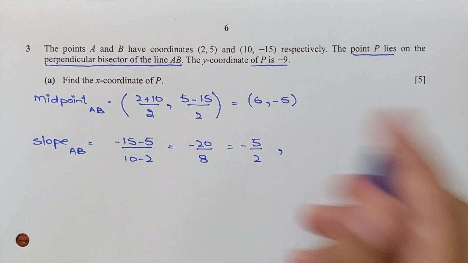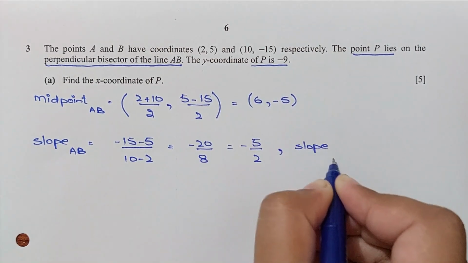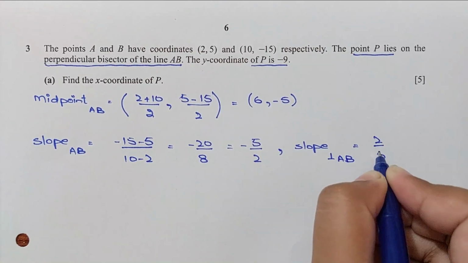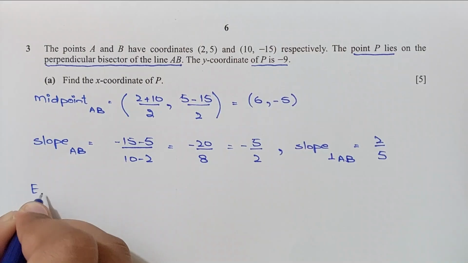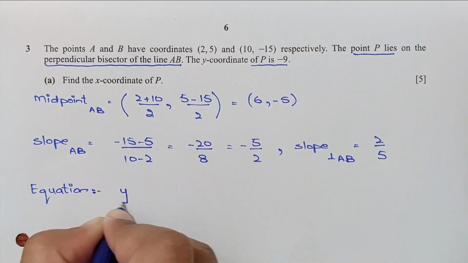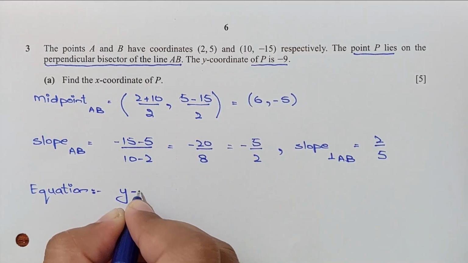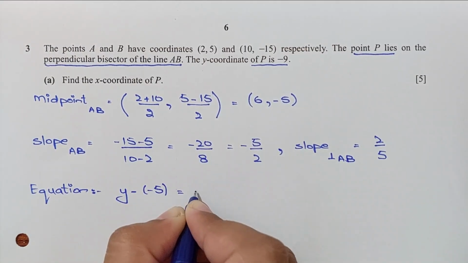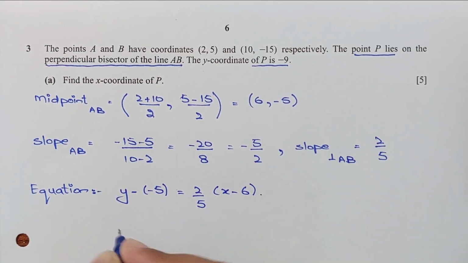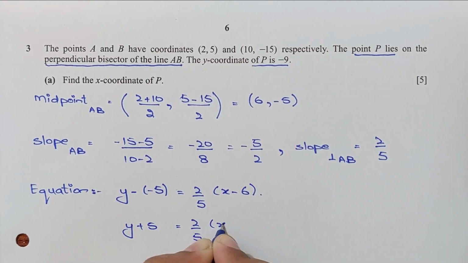And from here we can say the slope of the perpendicular bisector of AB is the negative reciprocal, which is 2 by 5, right? Now the equation of the perpendicular bisector of AB is y minus y naught, which is negative 5, equals m, which is 2 by 5, into x minus x naught, right? So y plus 5 equals 2 by 5 into x minus 6. All right, this is the equation of the perpendicular bisector of AB.